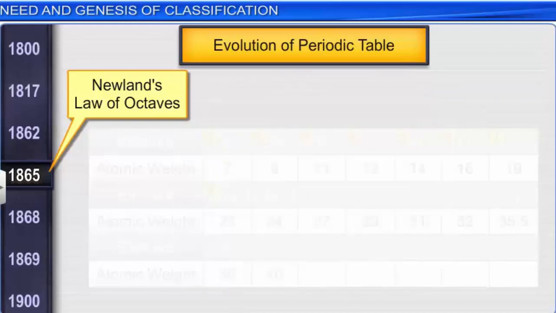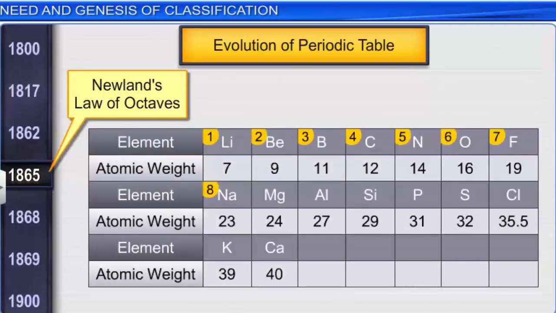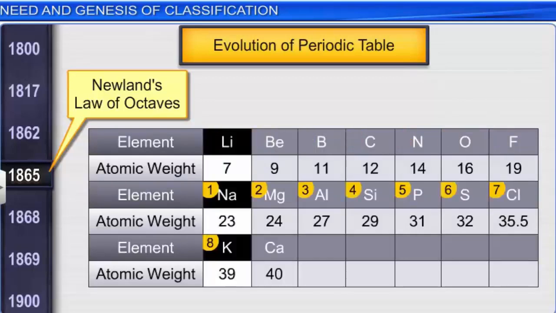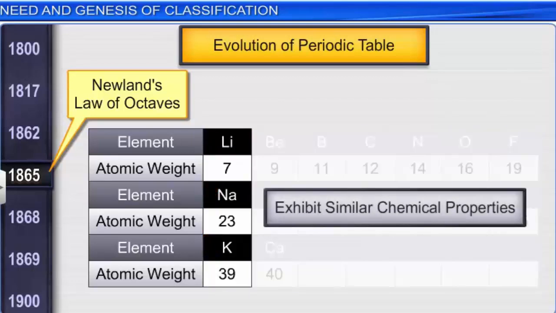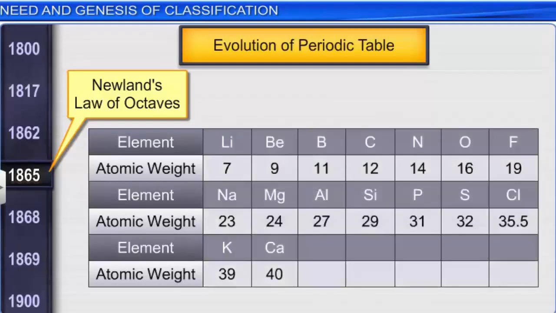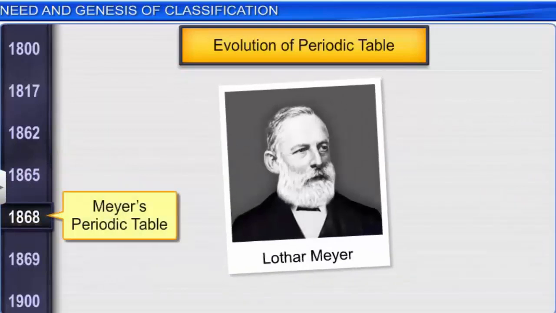For example, in Newlands' periodic table, the 8th element after lithium is sodium, and the 8th element from sodium is potassium. All these elements are similar in their chemical properties. However, Newlands' law of octaves was not found to be true for new elements found after calcium. This led the German chemist Lothar Meyer to develop a table of the elements that closely resembles the modern periodic table.